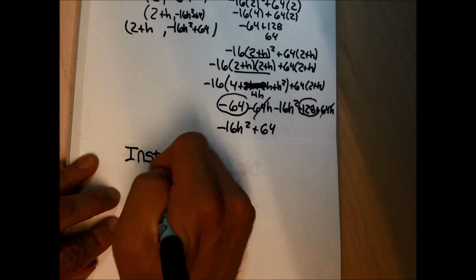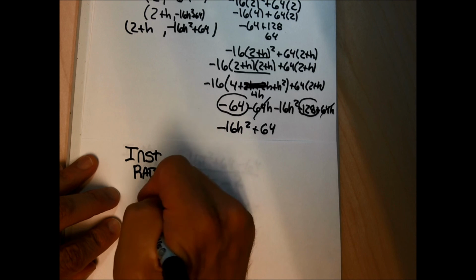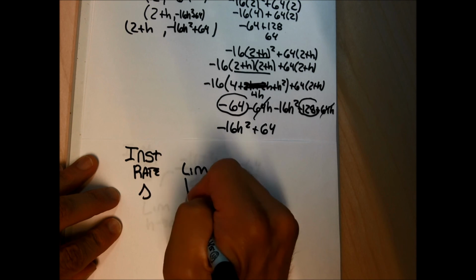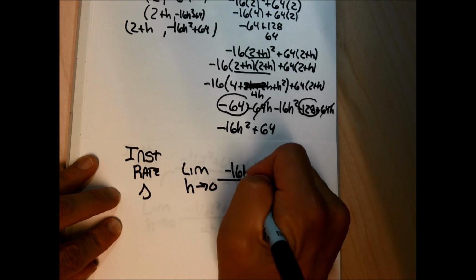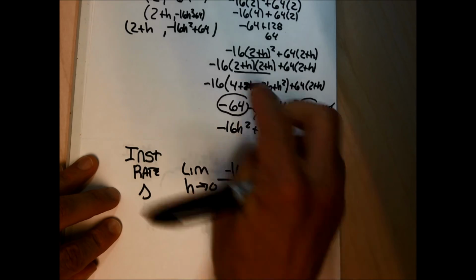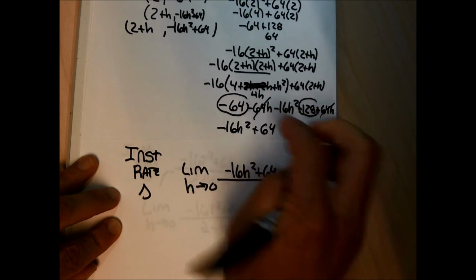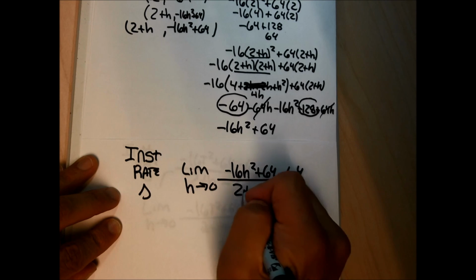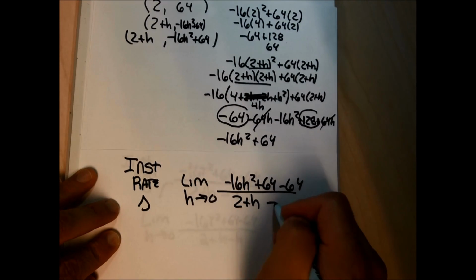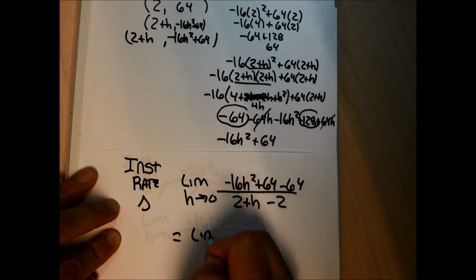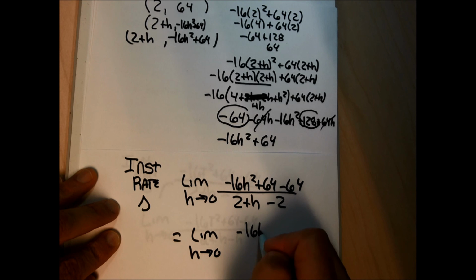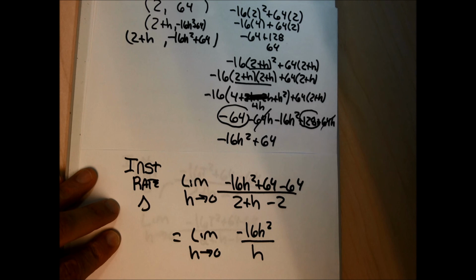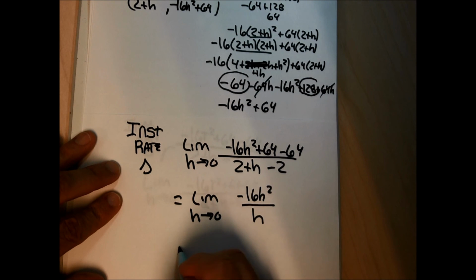So my instantaneous rate of change is the limit, sorry about this, as h goes to 0 of y2, negative 16h squared plus 64 minus y1 over x2 minus x1. And that's going to equal the limit as h goes to 0. In the numerator, I'm just left with a negative 16h squared because the 64's cancel. In the denominator, I'm just left with an h because the 2's cancel. Now I can cancel out an h and the fraction goes away.